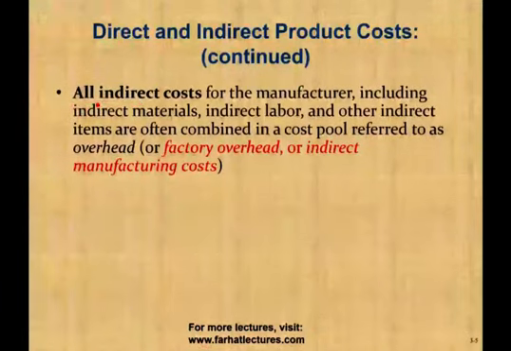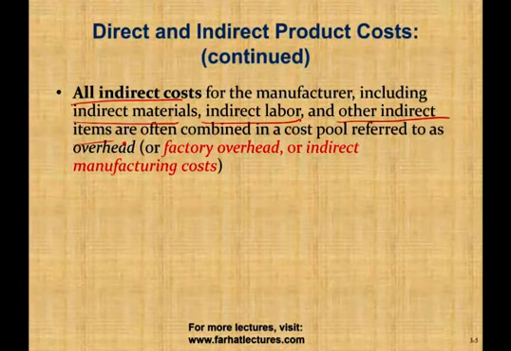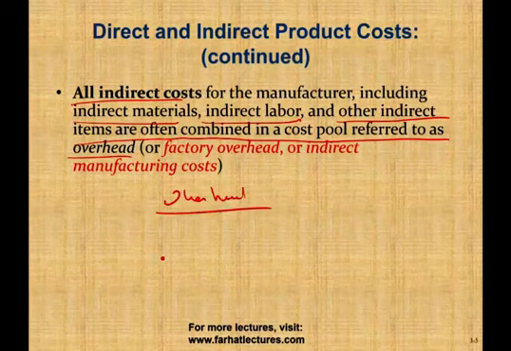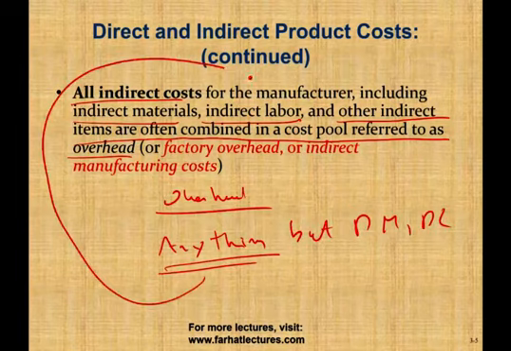So all indirect costs for the manufacturing, including indirect material, indirect labor, the janitors, the security guard at the facilities, the supervisors, other indirect items are often combined in a cost pool referred to as overhead. So what is overhead? If I ask you what is overhead, here's the definition: anything but direct material and direct labor. And anything, I mean anything that happened in the manufacturing process, obviously. So any cost incurred in the manufacturing process but direct material and direct labor.